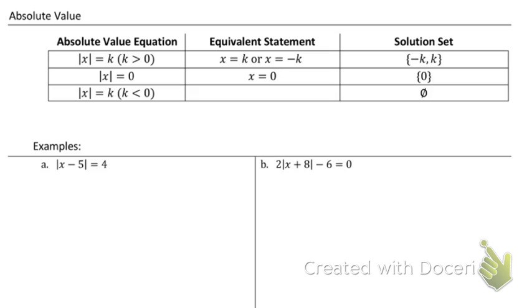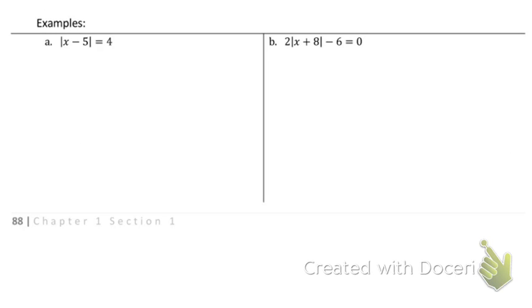But before you just start writing no solutions on things, make sure that this is isolated first. Before you look at absolute values, you have to make sure it's isolated, it's all by itself, before you worry about whether there are solutions or not. So in our first example, it is already isolated. Isolated means that all you have is an absolute value on the left-hand side, and you have a number on the right-hand side. That number is a positive 4, which means we're going to have two solutions.